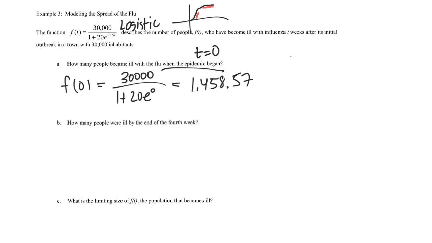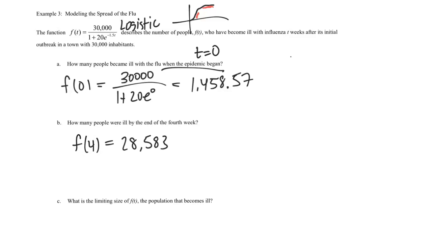So letter B, how many people were ill by the end of the 4th week? That's just going to be an evaluation of f of 4. And so just plugging 4 into that function, you're going to get a really large number, 28,582, and basically 83 people, because 0.99. And so we might just erase that 2 and put a 3 there and just call it good. And again, I'm not going to care too much about the rounding aspect of this. I care more about the conceptual understanding that you have.